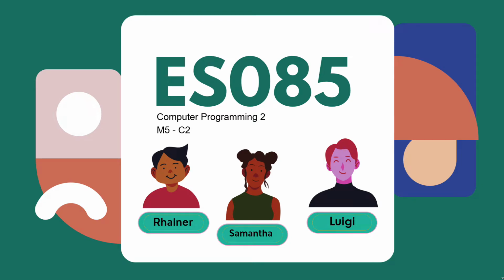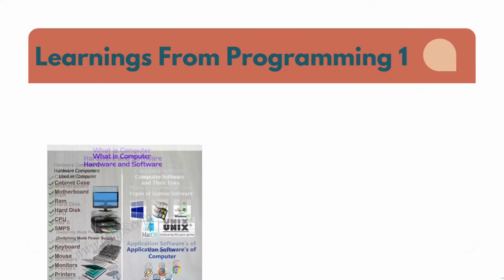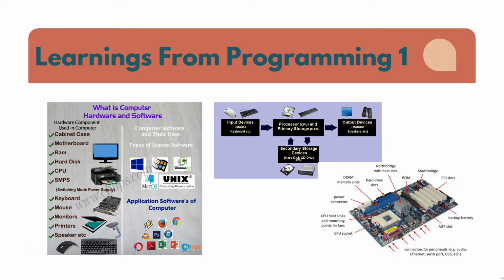For this video, we will be recalling some of the lessons that we have learned in Computer Programming 1. The very first thing that was taught to us were computer concepts, computer hardware and software, the different functions of a computer, and what's inside the CPU or the central processing unit. In order for us to understand easily the concepts of computer programming, we were taught about flowcharts.